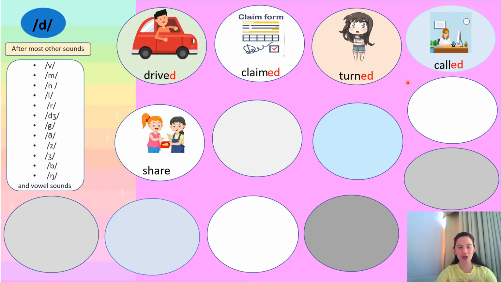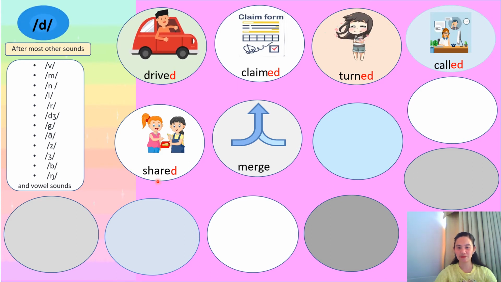Next word, share. The last sound is r. So let's add suffix d since the word already ends with e. So we're gonna read the word as shared.